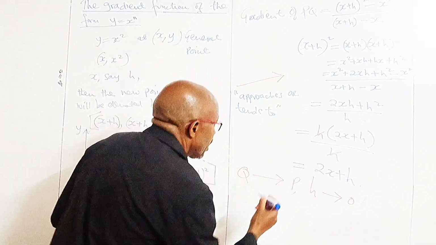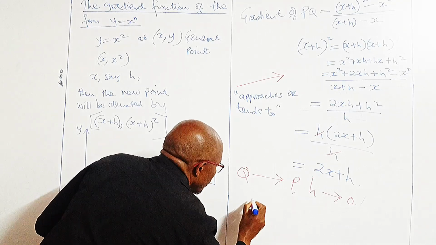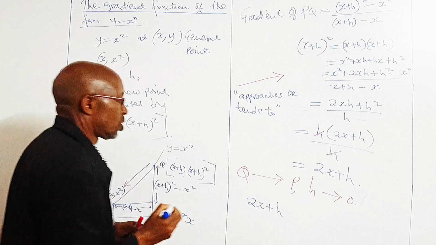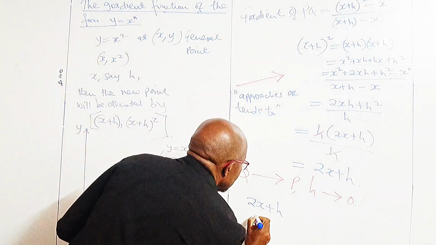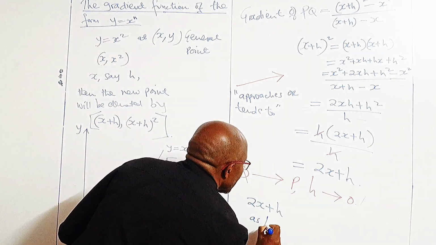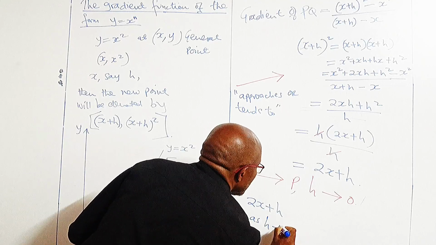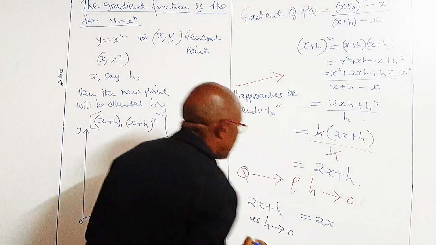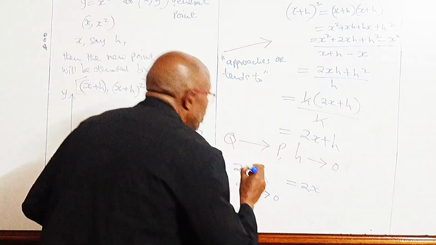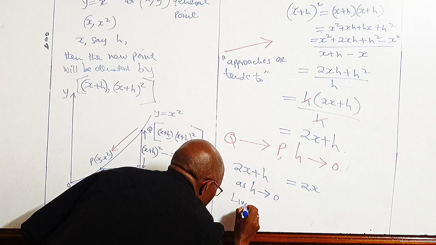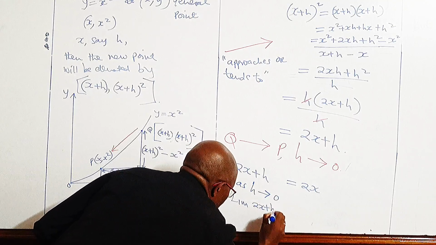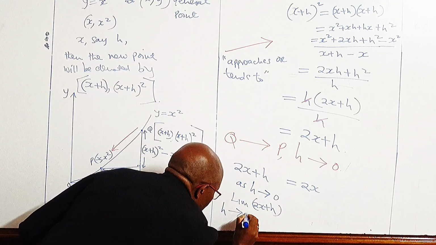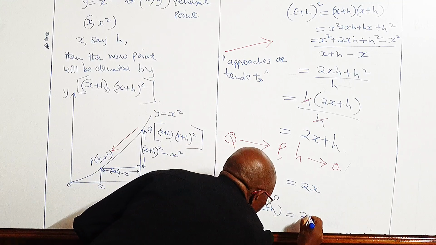Therefore, the limit of 2x plus h as h approaches 0 is equal to 2x. Therefore, the limit of 2x plus h as h approaches 0 is equal to 2x.